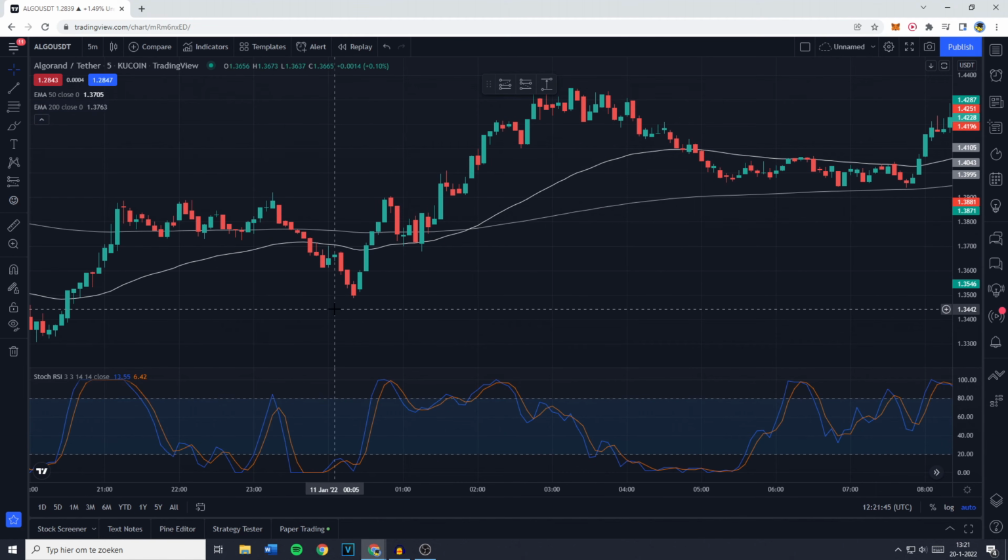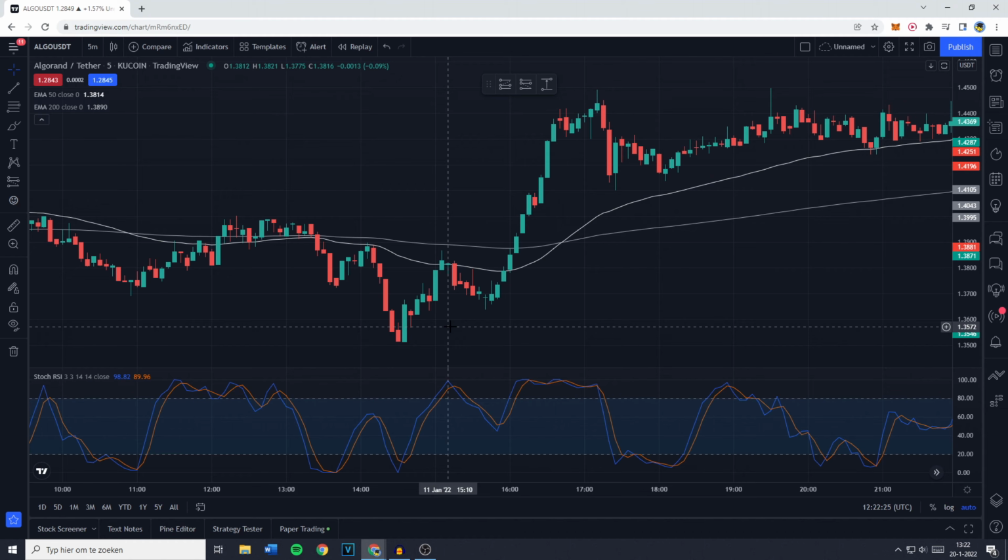Now I think you will understand why we did not enter this trade. It's because of the stochastic RSI. You just broke through the EMAs, now you're above the EMAs. However, the stochastic RSI is already in oversold territory. And like I said, I want this video to be realistic.